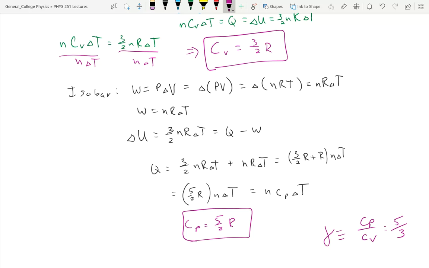Did that answer your question, Kaylee? Yes. And so if we have to use CP on the exam for whatever reason, should we just memorize straight like it's 3/2 R? Well, it's on the exam. It's on the equation sheet.